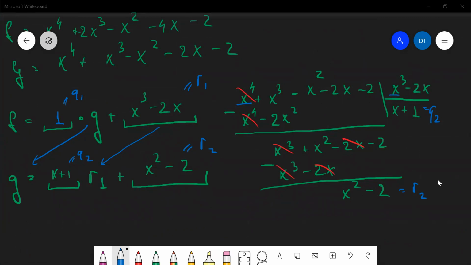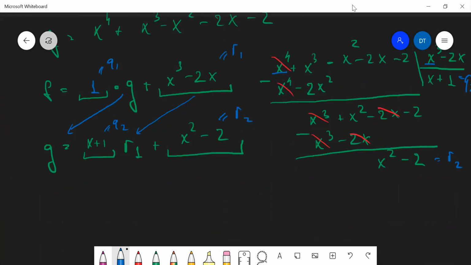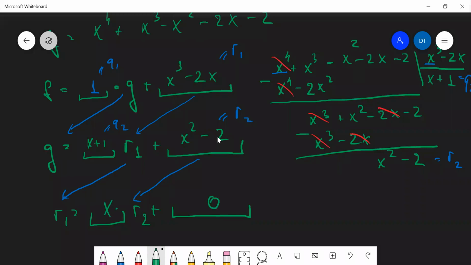Okay, so now I need to proceed. Here I put R1 instead of g, and I move R2 in place of R1, and I want to divide R1 by R2 with remainder. As you can see, R1 is this expression, R2 is this expression, and this one is equal to this one times x. So here we have x, and here we have 0. This is your Q3, and this is your R3. And now we need to stop.